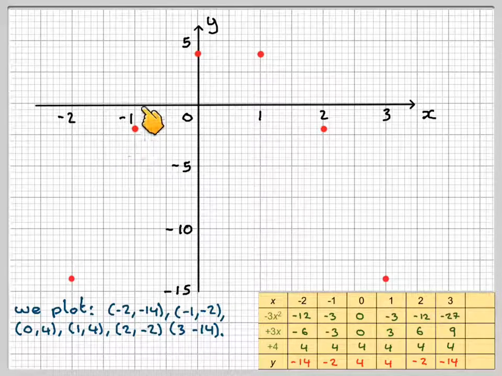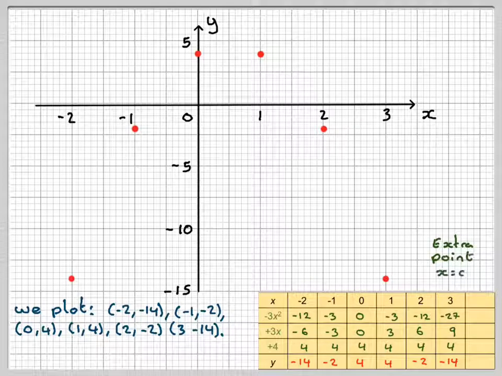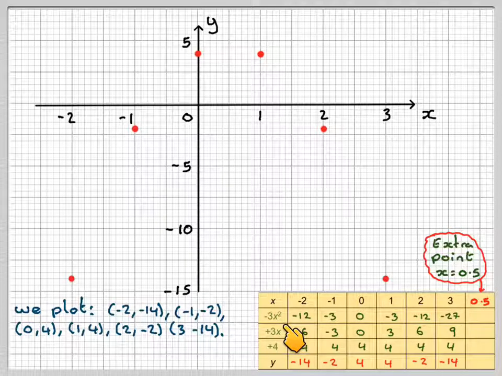Now, if we try to join these up, at the top here we're just going to get a flat bit. And what we'll probably do is go slightly higher and then come back down. So we take an extra point halfway between 0 and 1 in this case. So an extra point at 0.5, and then we work each of these out. So we do 0.5 squared, and then times it by minus 3 to get minus 0.75. And then 0.5 times 3, which gives me 1.5, then the last one would be just to add 4, and then if we add those up, we're going to get 4.75.